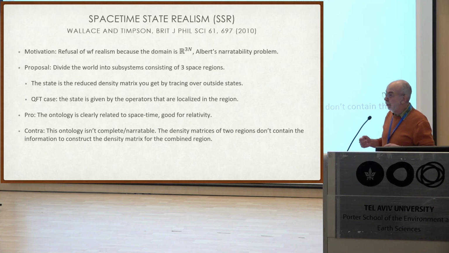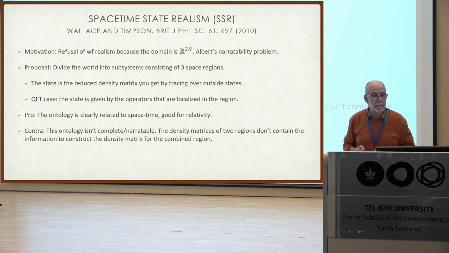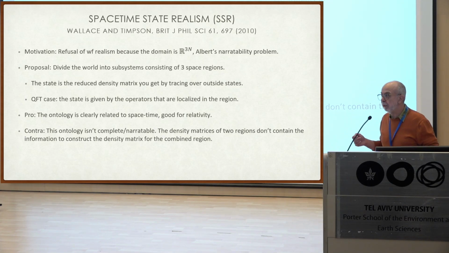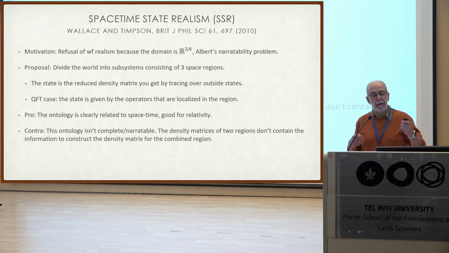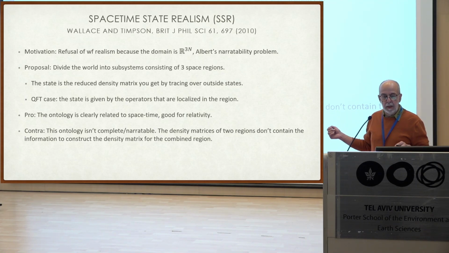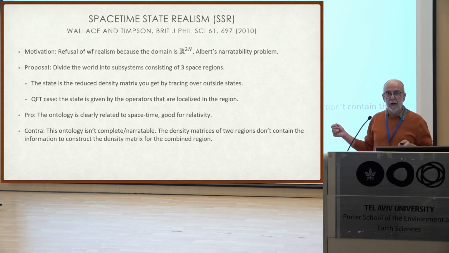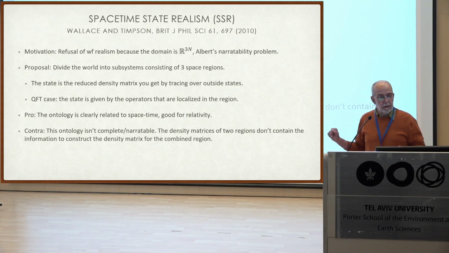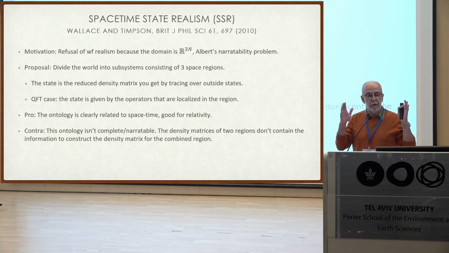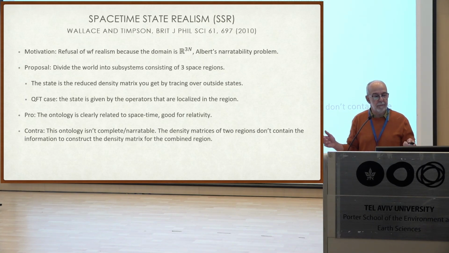So then some presentation of Wallace and Timpson's suggested space-time state realism. And their motivation was the refusal of wavefunction realism, because they argue that the domain there is simply this 3n-dimensional real space, which I think is a misunderstanding. And they argued also that Albert's narratability problem was a problem, which I think is not a problem. Possibly I get time to discuss that later on. So that proposal was to divide the world into subsystems consisting of 3-space regions and what is in there. And then, of course, the state is a reduced matrix you get by tracing out the outside.